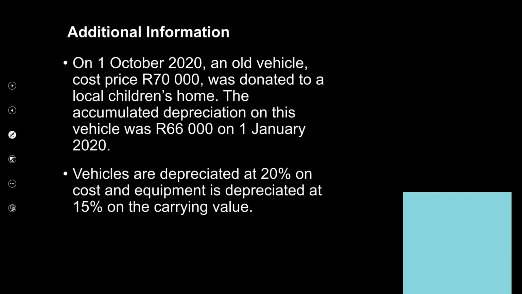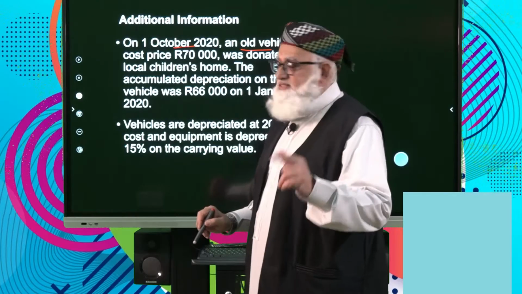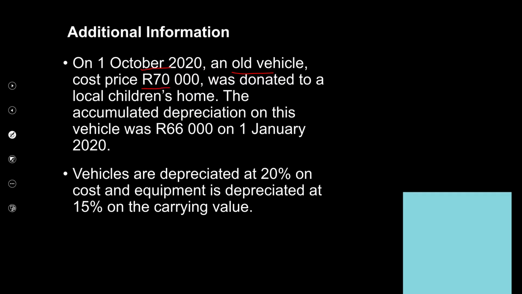On the 1st of October 2020, an old vehicle, hint, hint, with a cost price of 70,000 Rand was donated to the local children's home. The accumulated depreciation on this vehicle was 66,000 Rand on the 1st of January 2020. That means the beginning of your financial year. Vehicles are depreciated at 20% per annum on cost, and equipment is depreciated at 15% on the carrying value.